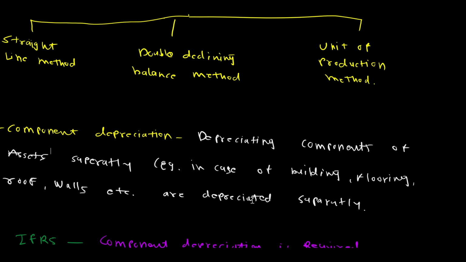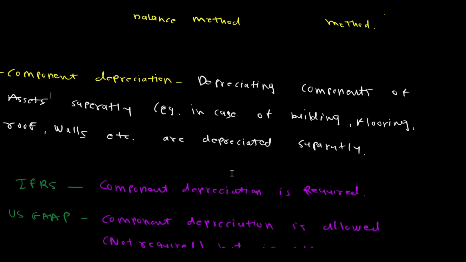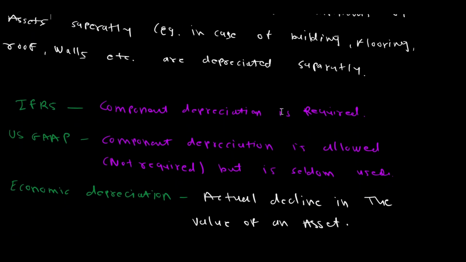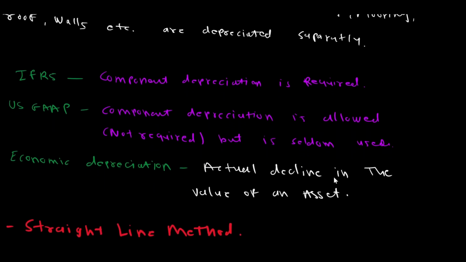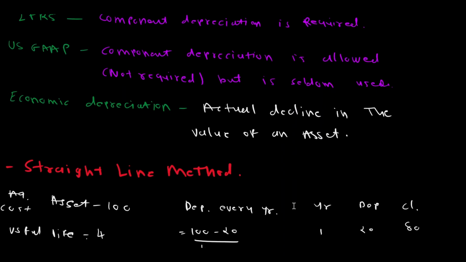So you separate out the one big asset into subsets, and you do component depreciation. Component depreciation is required in IFRS, and in US GAAP component depreciation is allowed but not required, and it is seldom used, meaning rarely used, in US GAAP companies. And then comes economic depreciation, the actual decline in the value of an asset due to economic factors.